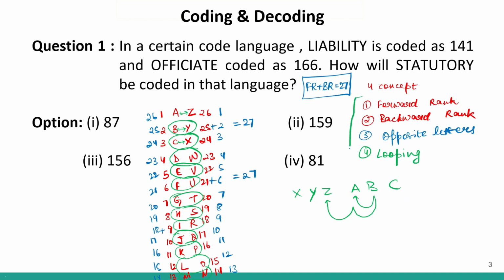These 4 concepts are very important. Based on only these 4 concepts, we can solve any question on coding and decoding. Okay, so if this much is clear, let us move forward and solve certain questions.